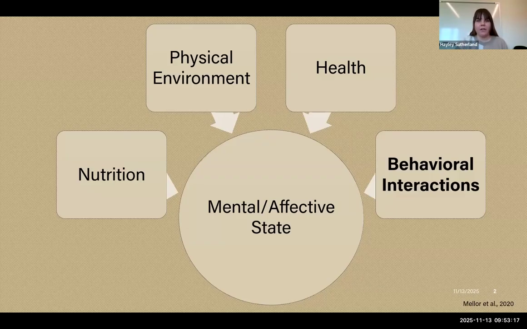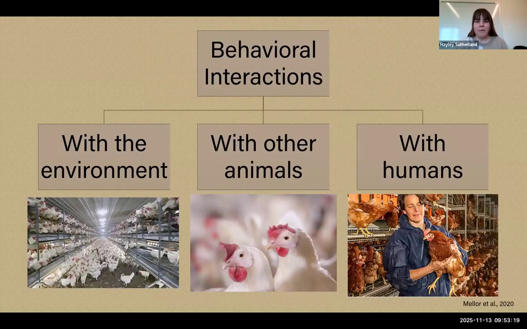I'll be focusing on the behavioral interaction lens, which has 3 main components. Under behavioral interactions, we have interactions with the environment, interactions with other animals, but also interactions with humans. So for laying hens, this could be them interacting with their cage-free systems, with other laying hens that they're with, or with caretakers that are seen around the farm.